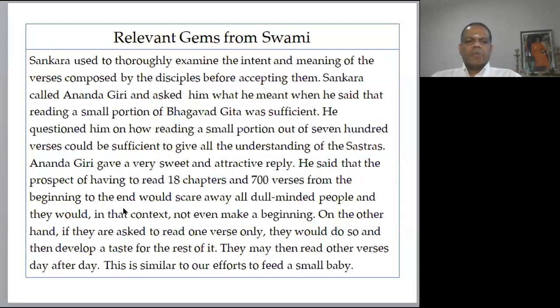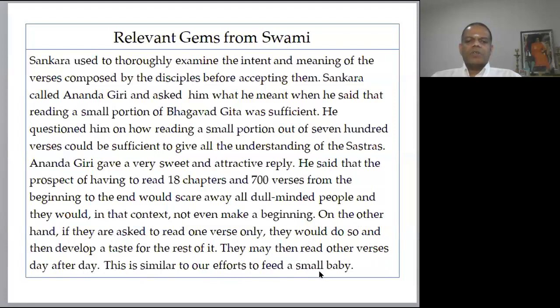Anandagiri gave a very sweet and attractive reply. He said that the prospect of having to read 18 chapters and 700 verses from the beginning to the end would scare away all dull-minded people, and they would, in that context, not even make a beginning. On the other hand, if they were asked to read one verse only, they would do so and then develop a taste for the rest of it. They may then read other verses day after day.